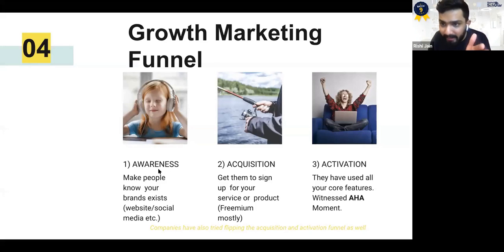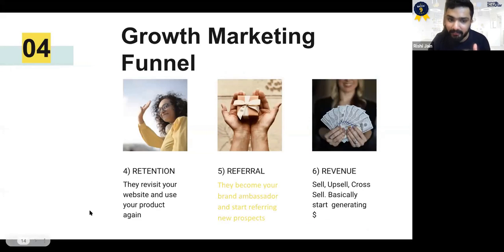So the first level is awareness, second is acquisition, third is activation, fourth is retention. They revisit your products and use your product again and again. They become your brand ambassadors and they start referring to the people out there. You guys won't believe, the last time for the digital scholar batch, I think 60 to 70% of the conversion happened via referral. So a strong brand leads to referral marketing, and then it leads to better revenue for you.